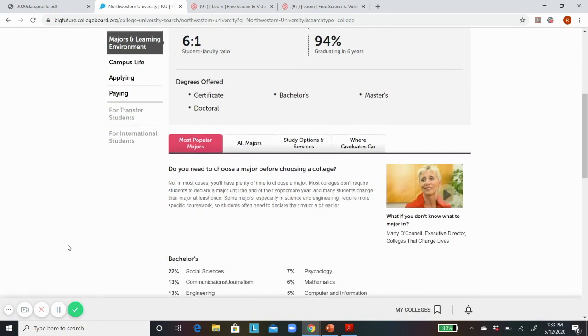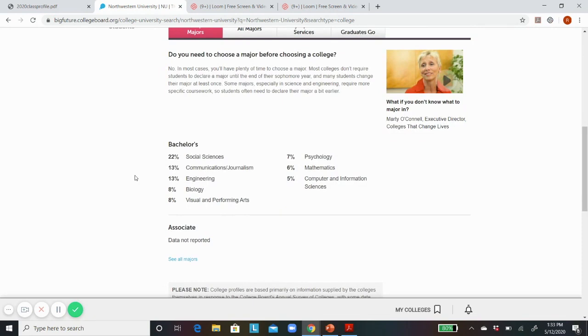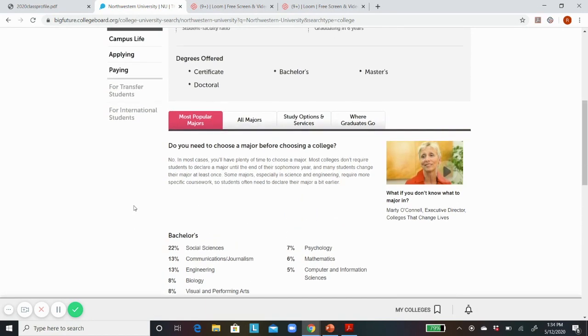Now, if you look at right now, the tab that's highlighted is the most popular majors. This will give you a good feel, again, not just for the academic offerings, but for the types of students that attend the school. You'll see here, it looks very balanced. Social sciences, communications, but also engineering, biology, mathematics, computer sciences, performing arts. Looks to me, STEM is represented, humanities is represented, as well as specific interests might be represented. So that is a way to try to identify whether or not a school might be a good match based on the interest that your student has.